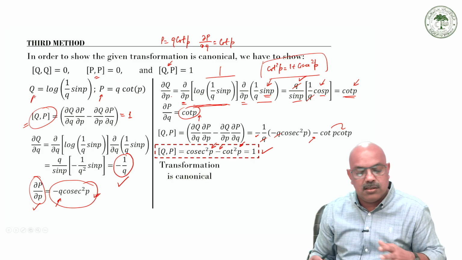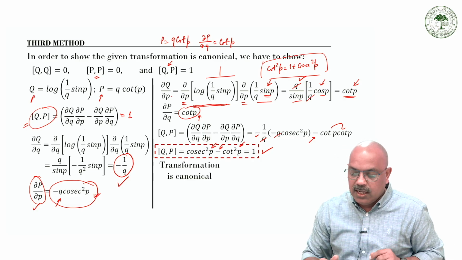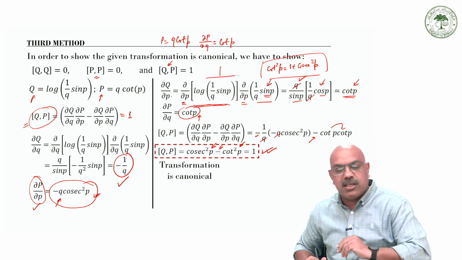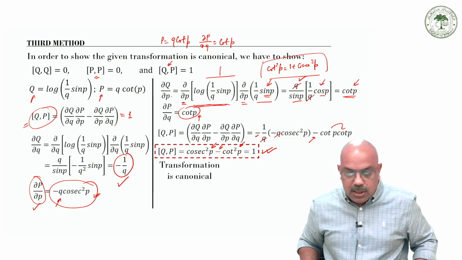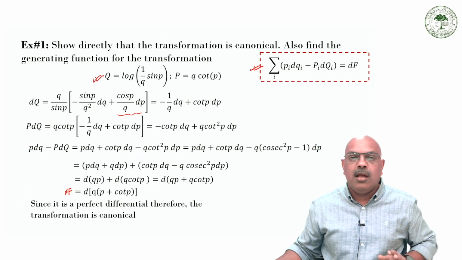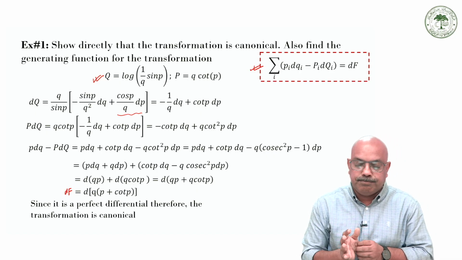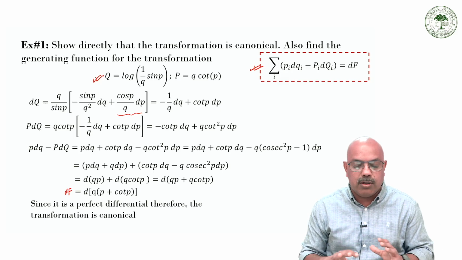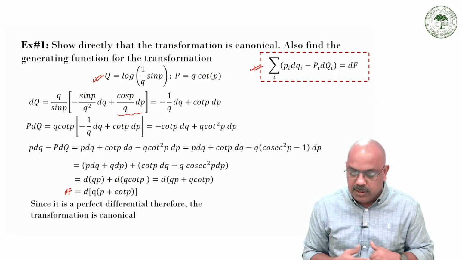So if I calculate the Poisson bracket of these q and p, and this comes out to be 1, which is exactly coming out to be 1, then this transformation, from this Poisson bracket method, is also going to be the canonical transformation. So you have three different approaches to show that a particular transformation is canonical. Whichever suits you, depending upon what kind of transformation is given, is going to be easy for you.